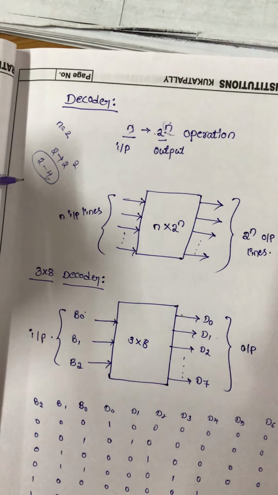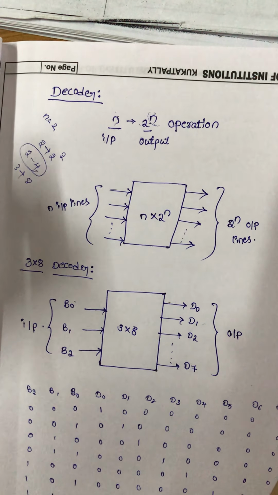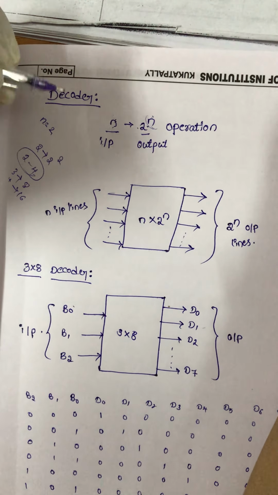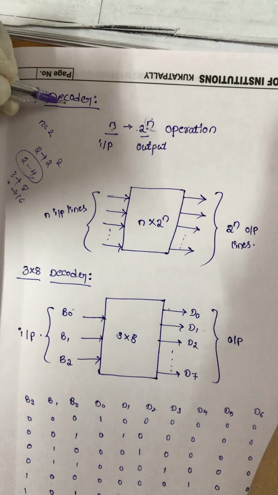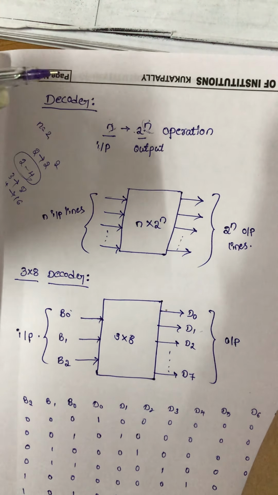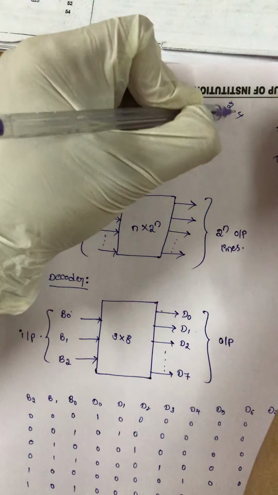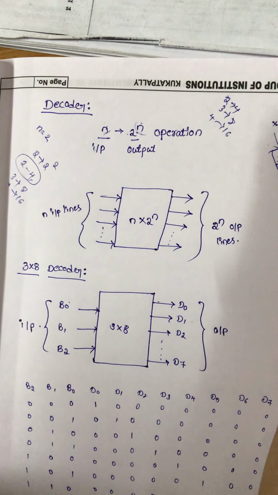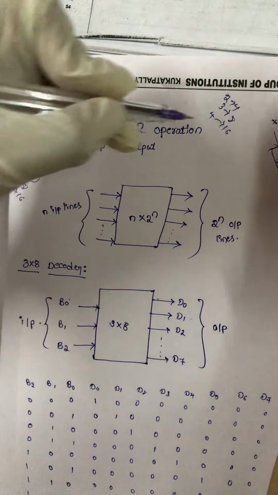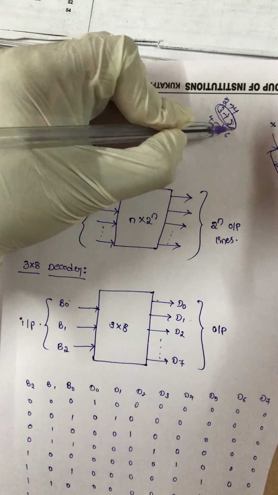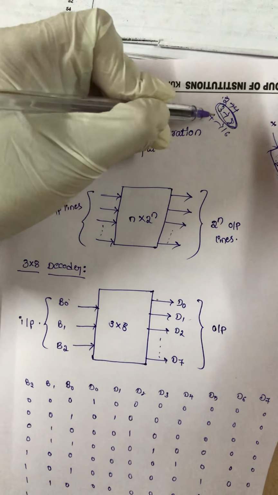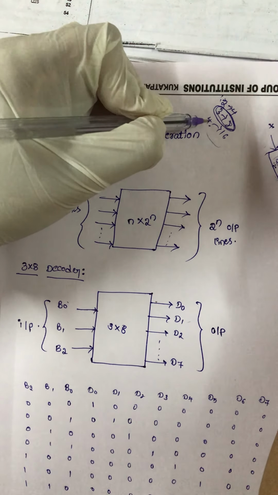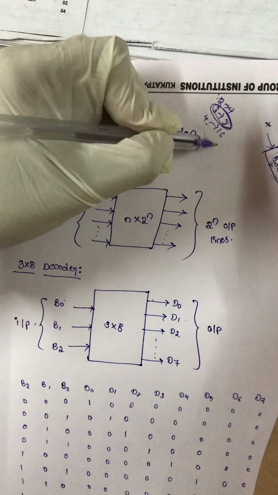For example, n is 3, 3 to 8 decoder. For example, n is 4, 2 power 4, 4 to 16 decoder. So we can differentiate different types of decoders like n to 2 power n. So the decoders are 2 to 4 decoder, 3 to 8 decoder and 4 to 16 decoder. In this class we will explain the 3 to 8 decoder. 2 to 4, 3 to 8, 4 to 16, total decoders follow the same process. Only the inputs are changing, and according to the inputs the outputs also change.